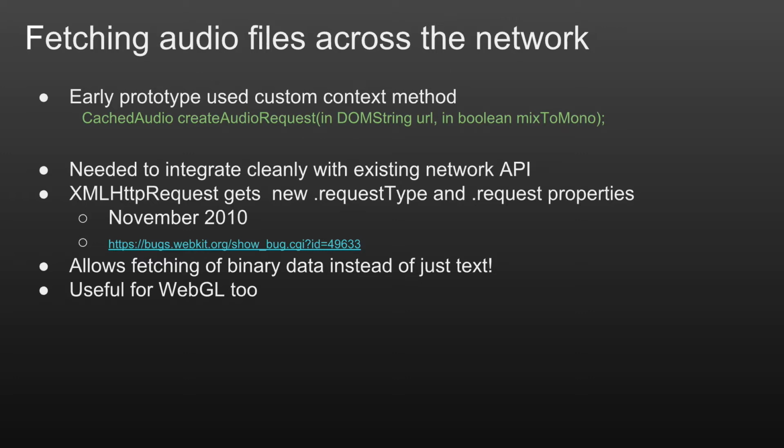So we worked out two new properties, request type and request. You would set the request type to array buffer, and then you can fetch binary data. I actually implemented that in WebKit myself in November 2010. As a byproduct of that, everybody benefits from getting binary data now, including WebGL and other things. It would be terrible if we had to do base64 encoding for large WebGL assets or audio assets, you know?